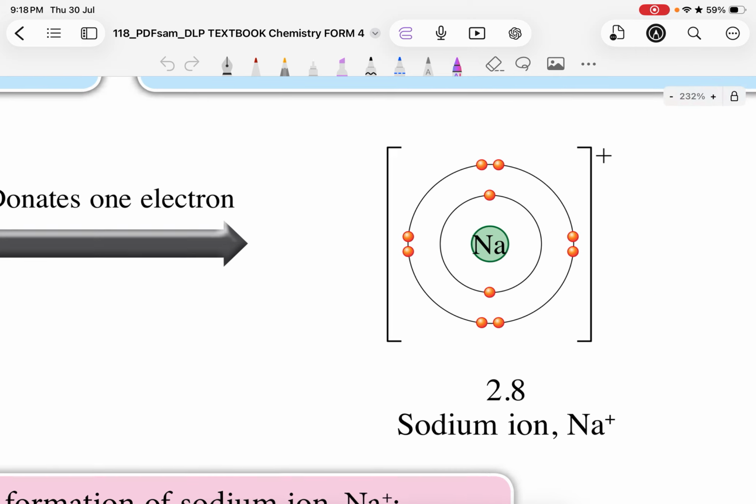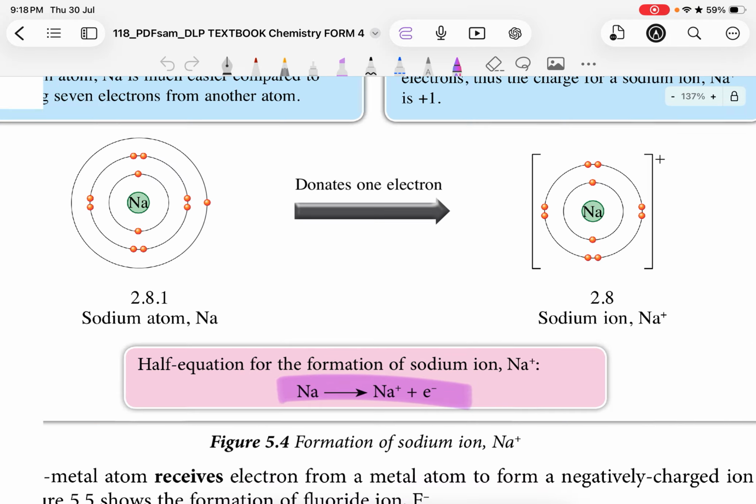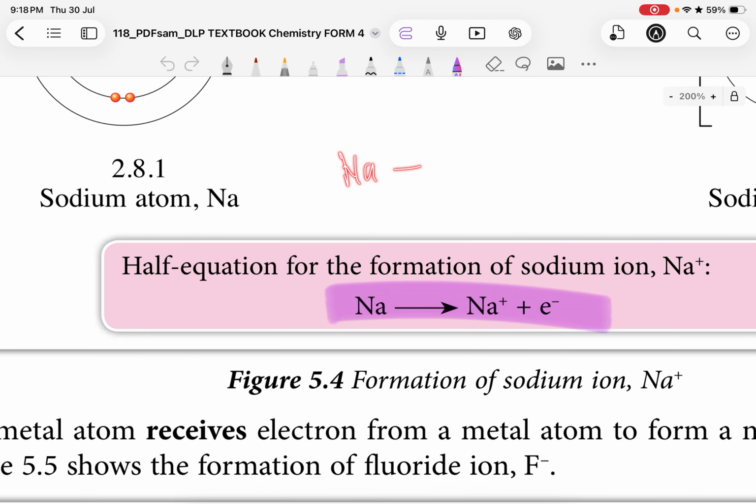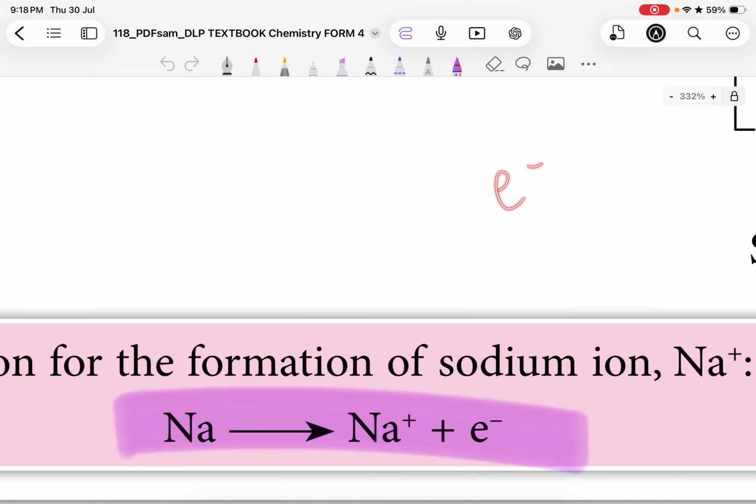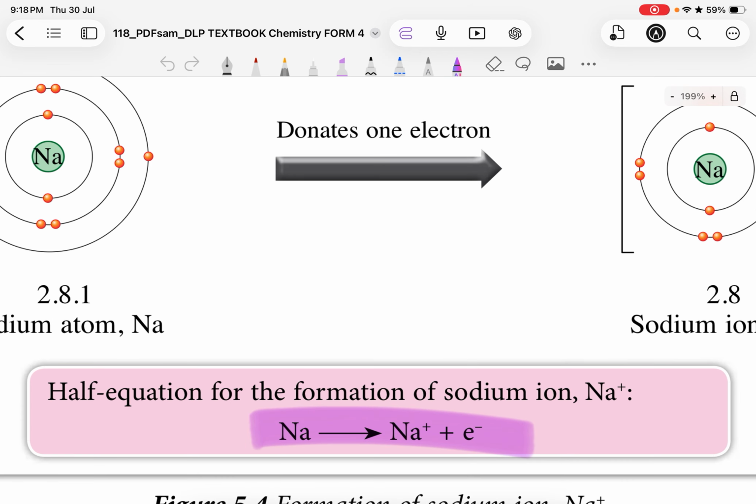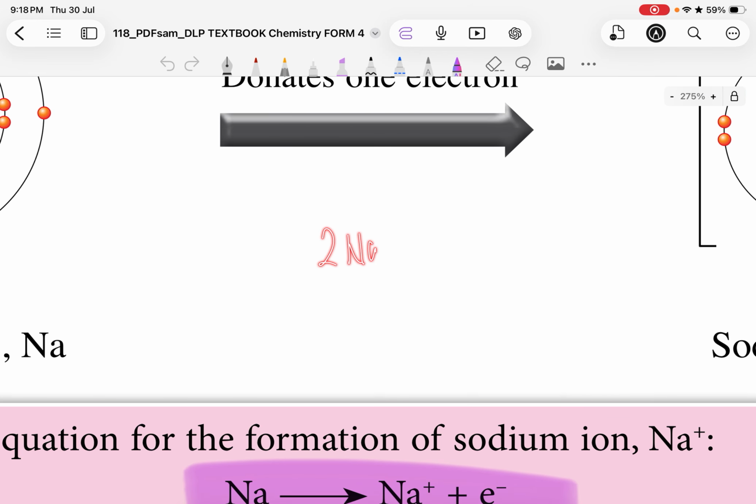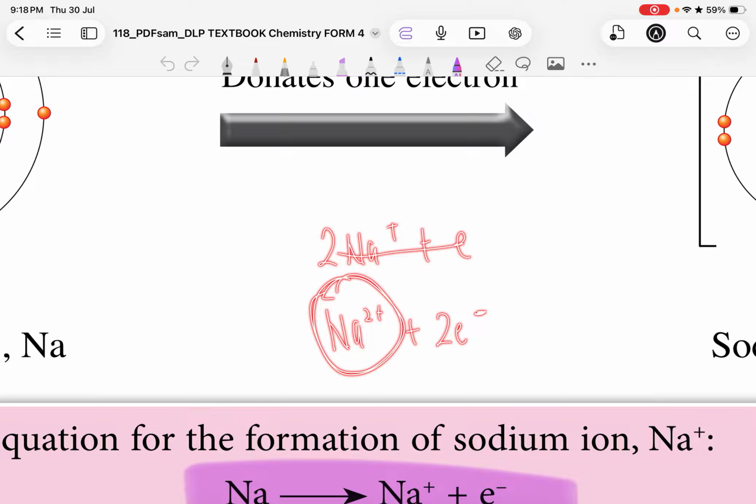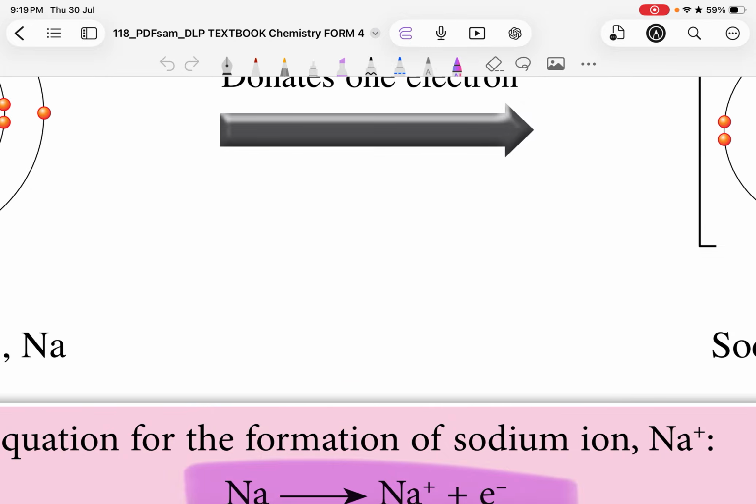Because when you donate, basically it will be positive. So the formation will be Na arrow Na plus plus e minus. E minus is electron. Remember one thing, sometimes the question says you need 2 of the atom, so you can write 2 Na plus with 2 e minus. So basically you have 2 sodium, and 2 electrons to release, to share with others.